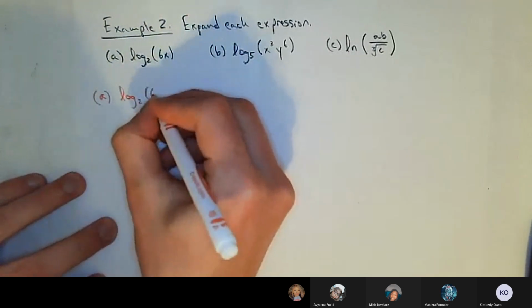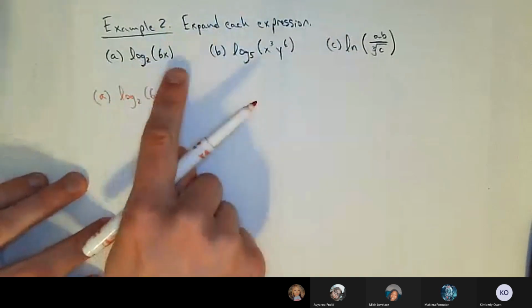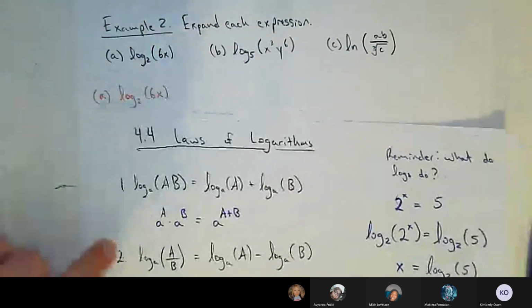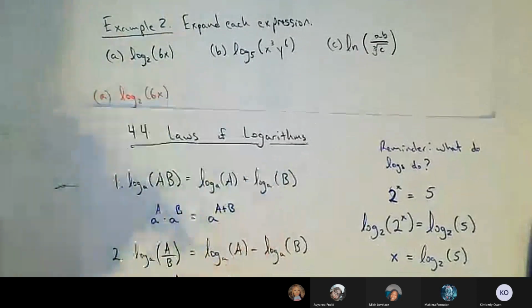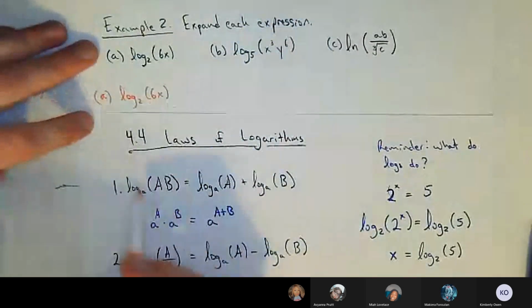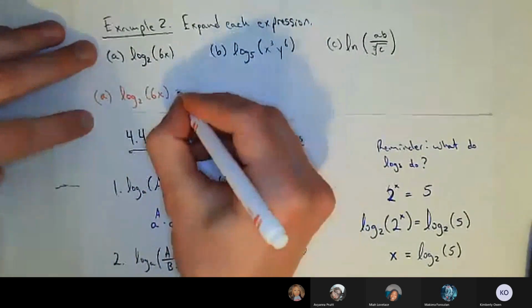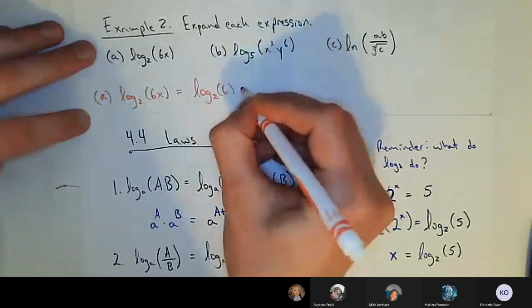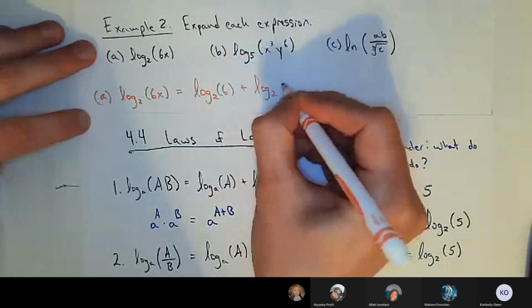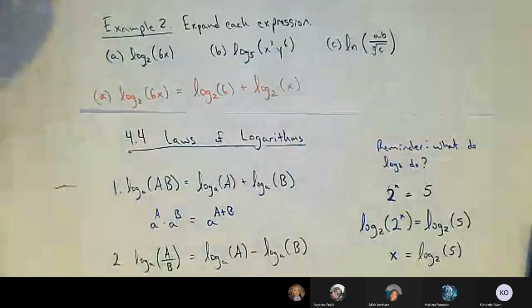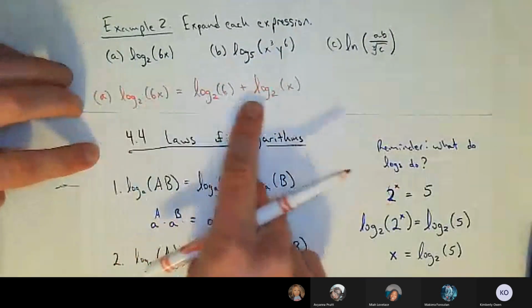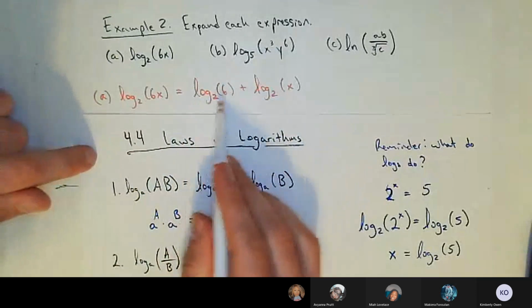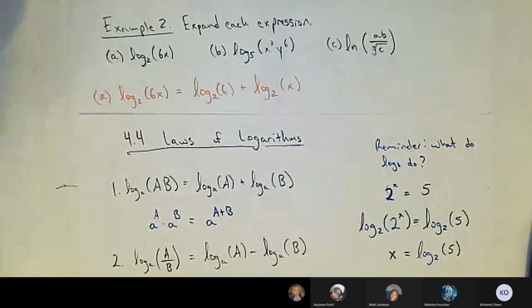It's a log base 2 of 6 times x, right? It's 6x, so that means 6 times x. That's going to be a use of this log law 1, which says that I can expand this into a sum. So take the product inside and expand it into a sum. So log base 2 of 6 plus log base 2 of x. Just splitting that product into a sum, giving it each its own log, and keeping the base the same, right? The base is 2, should stay the same.